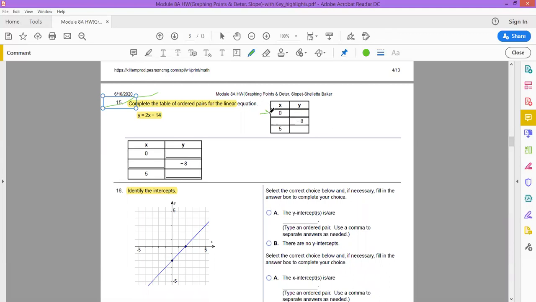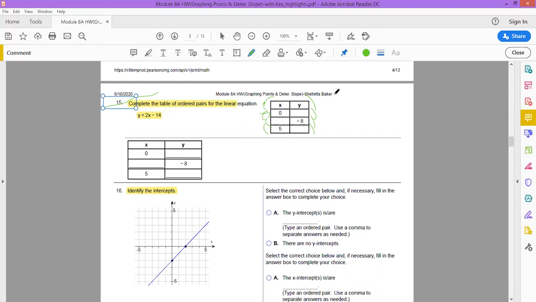So each of these rows represents an x and a y coordinate. If I were to put parentheses around those numbers, it's an ordered pair. And we're filling in each column with the missing value. So let's look at the first row. We have 0 for x. We want to know what is y when 0 is substituted for x. Now, where do we substitute this value into the given equation?